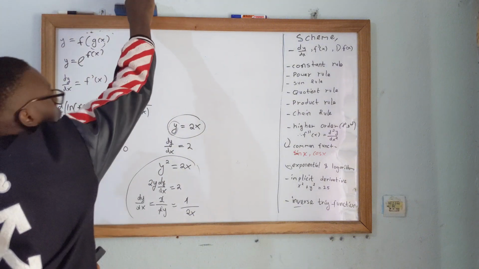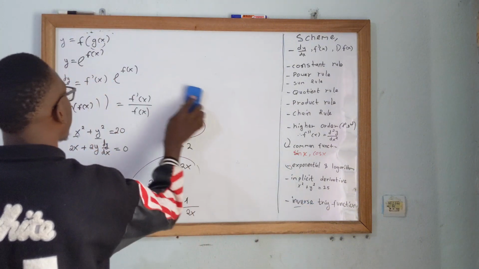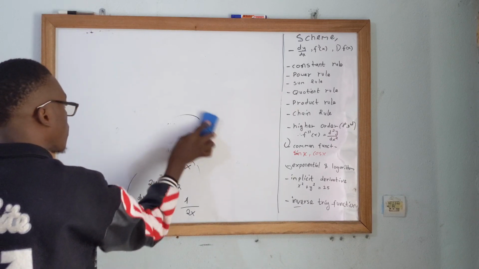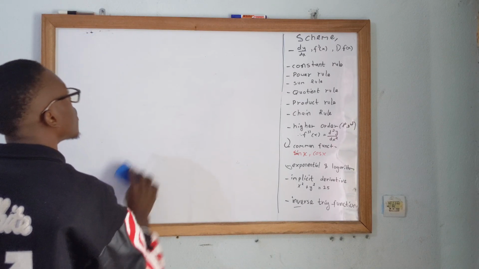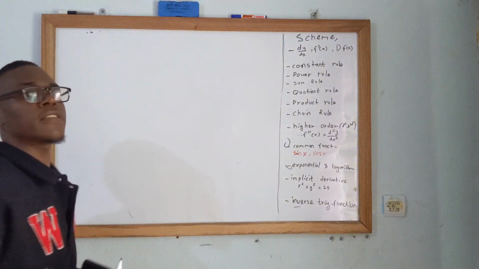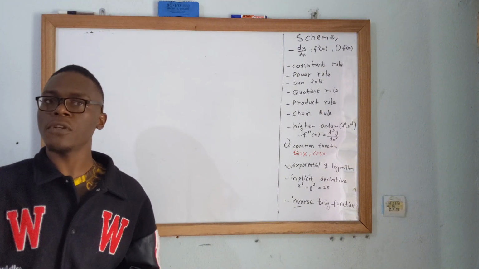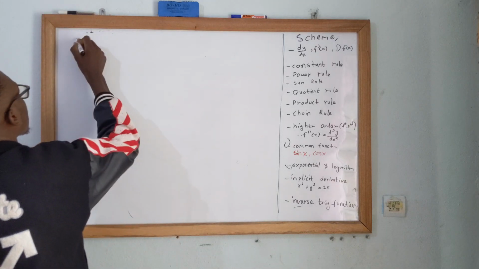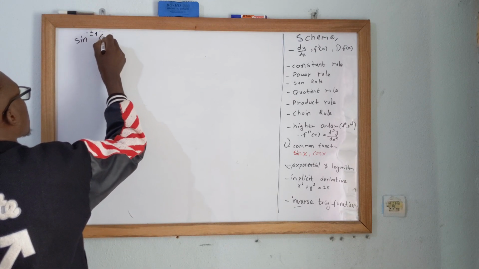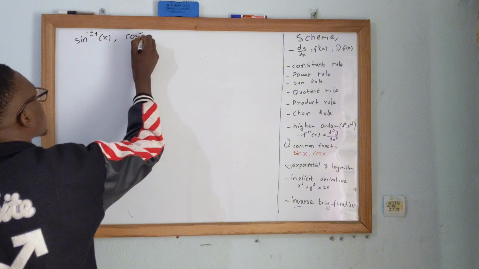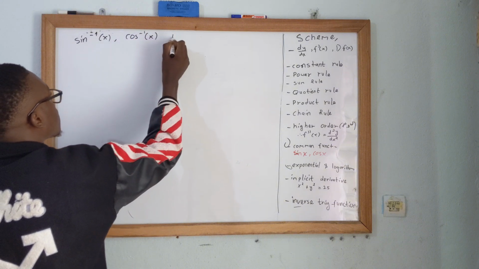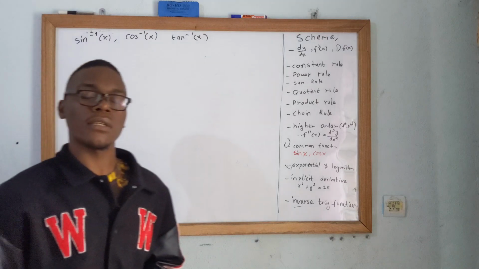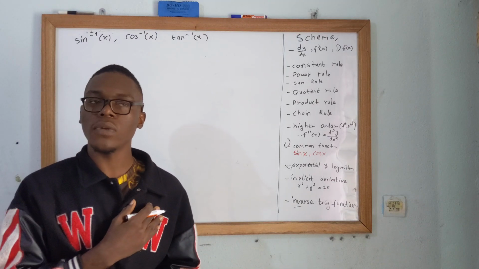Let's move then to inverse trig functions. What do you know about inverse trig functions? Let's take a look at it. By inverse trig functions, that is sine inverse, cos inverse, and tan inverse. The basic trig functions we know give sine inverse of x, or arcsine x, cos inverse of x, and tan inverse of x. The question I want to ask is, how are you going to differentiate these?